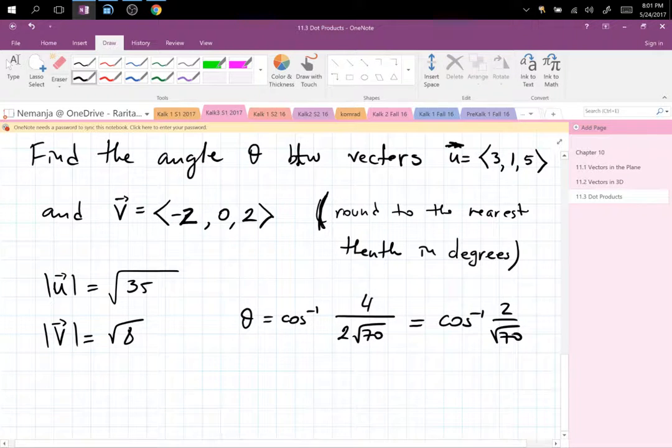Now we can change the calculator mode to degrees.